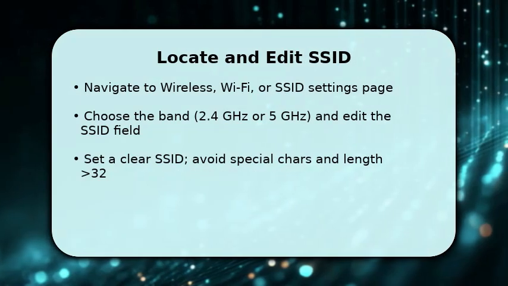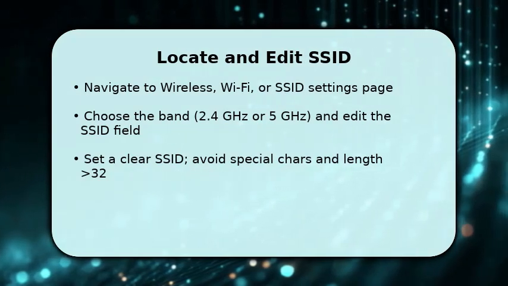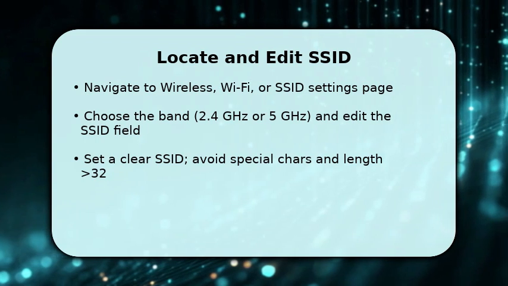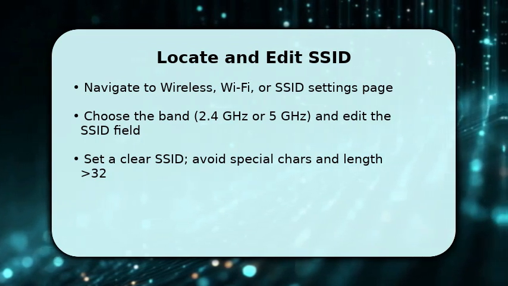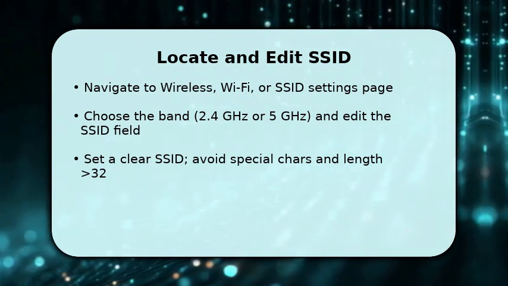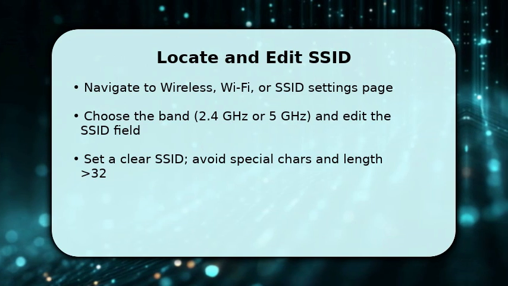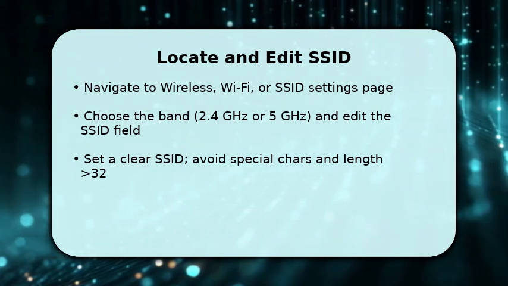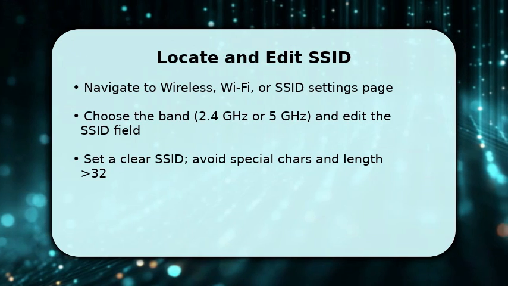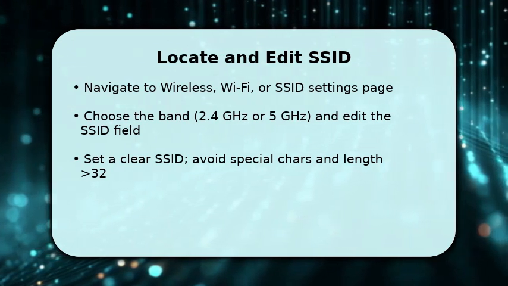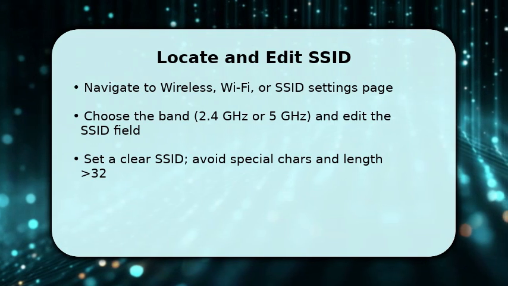You now find the wireless or SSID settings in the admin UI. Menus are often labeled wireless, Wi-Fi, or network. Once there, select the band you want to rename, 2.4 GHz, 5 GHz, or both, and edit the SSID field. Use a concise, recognizable name without odd special characters and keep it under 32 characters.